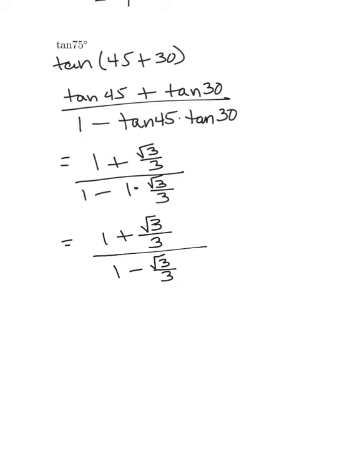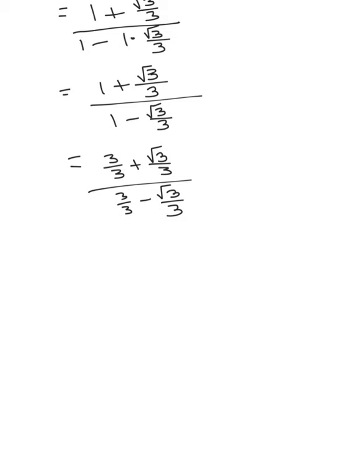This gives us 1 plus the square root of 3 over 3, over 1 minus the square root of 3 over 3. We have fractions both in the numerator and the denominator, so we're going to make those 1s into 3 over 3s since that's our common denominator. We would have 3 over 3 plus the square root of 3 over 3, over 3 over 3 minus the square root of 3 over 3. Now that I have common denominators, I'm going to add the fractions in the numerator, which would give us 3 plus the square root of 3 over 3. All that over 3 minus the square root of 3 over 3.